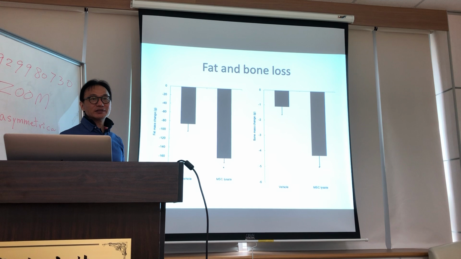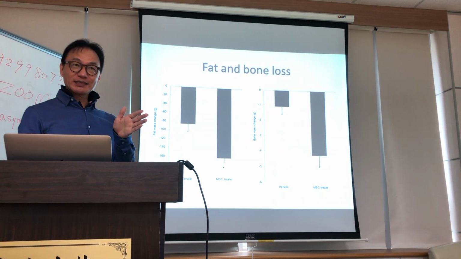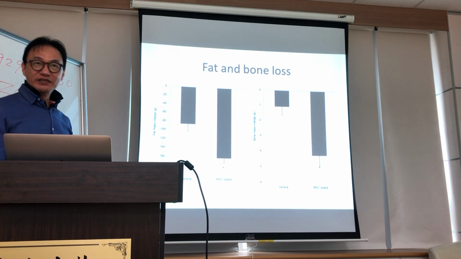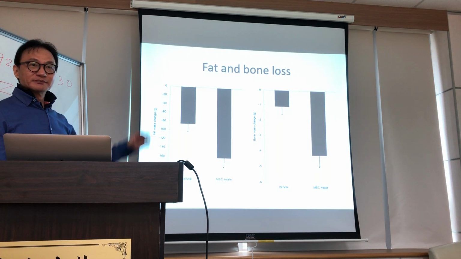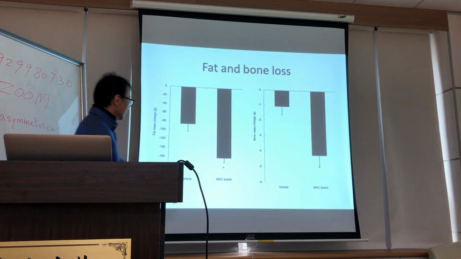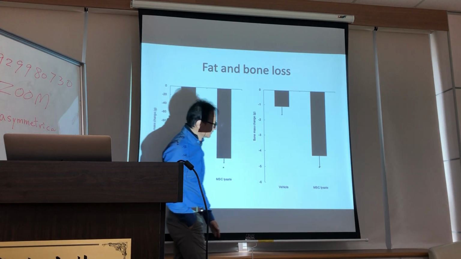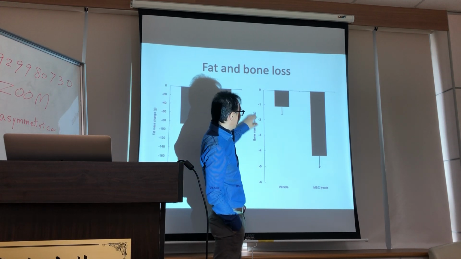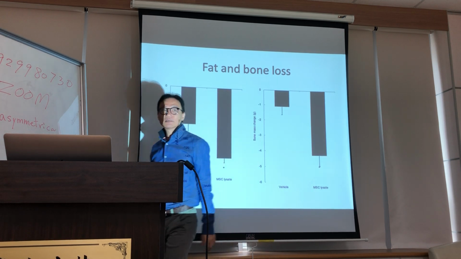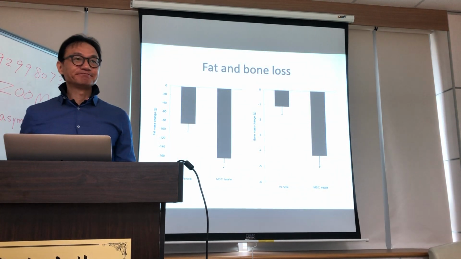Okay, remember the DEXA was at 27 months, right? 27 months is old age. So when you see an old individual has faster fat loss, might not be the good sign, right? This is bone mass loss. It's much more in the mesenchymal stem cell lysate group, right?